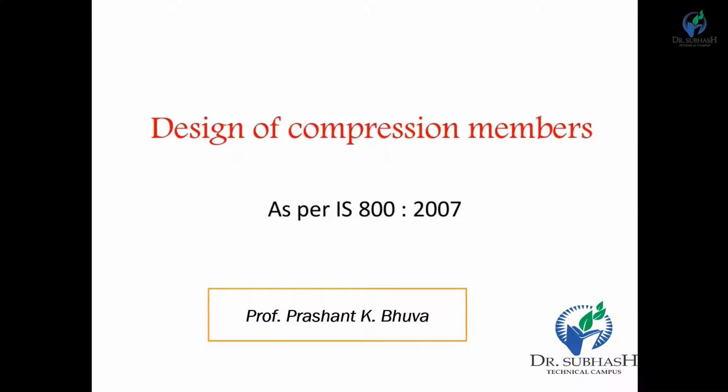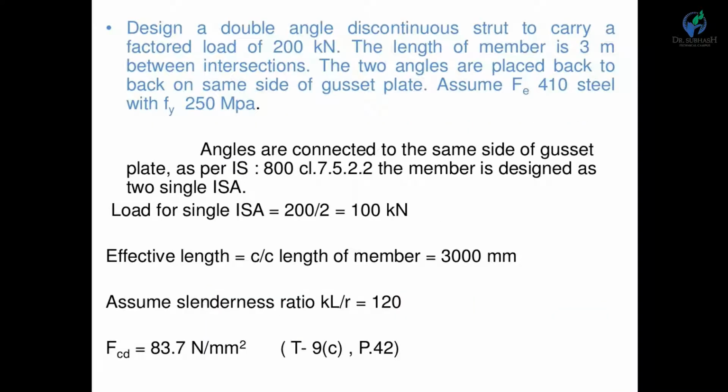So first we start with design of angle strut. The example is: design a double angle discontinuous strut to carry a factored load of 200 kilonewton. The length of member is 3 meter between intersections. The two angles are placed back to back on the same side of the gusset plate. Assume Fe 410 steel with Fy 250 MPa.